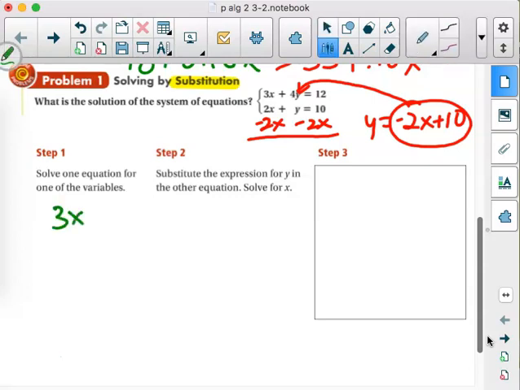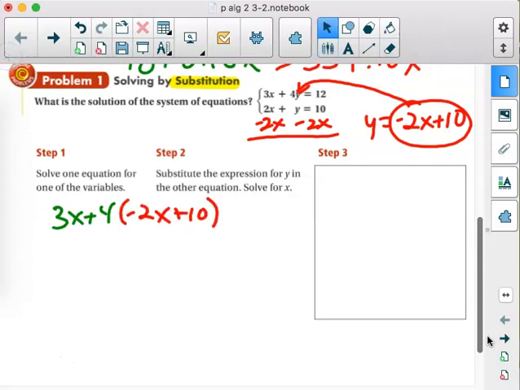So it's 3x plus 4, and now we're gonna substitute in negative 2x plus 10 equals 12. Hey, I think we know how to do that. Remember, that's what math is about. Find a way to set it up so it looks like something you already know how to do, and then solve it. So we would all distribute the 4.